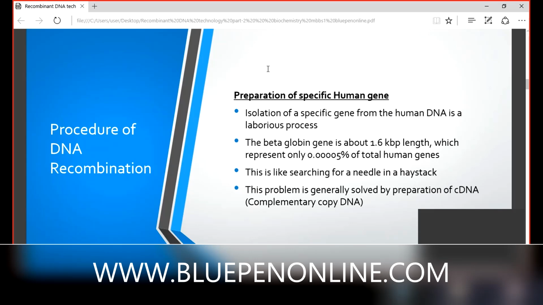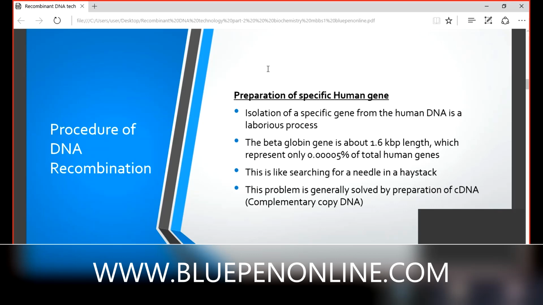That's all. But actually, how can we prepare? What is the procedure of DNA recombination that we are going to discuss? It's a little bit difficult, it's complicated. Don't worry, we can cut into pieces, then we can discuss. First one, preparation of a specific human gene. We introduce a human gene fragment into bacterial DNA. That is our purpose.